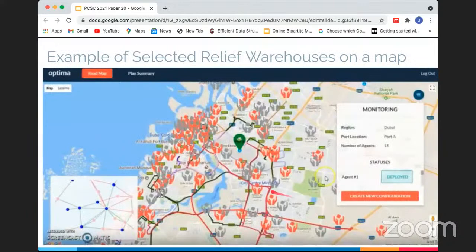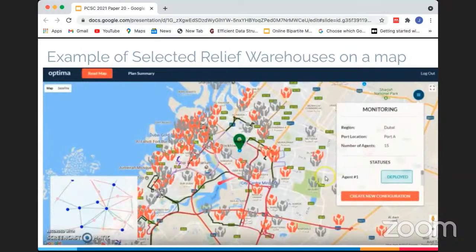Okay, so this is just an overview. This is just a screenshot of what we propose as a solution. Since this is an entry for a hackathon for GovHack, and GovHack is in Dubai, what we did was to use the Dubai dataset as a test dataset. The highlighted colored points here are the selected warehouses, and the gray here are the non-selected warehouses.